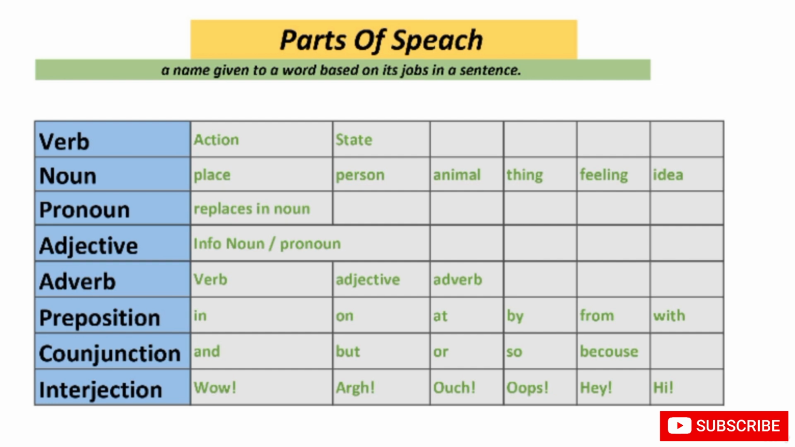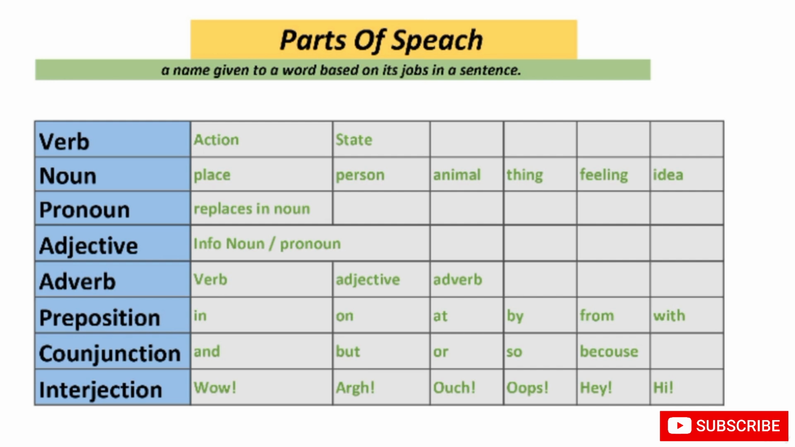Like if I'm trying to open a jar of cookies or a jar of pickles. I can't open it. I might say, ugh, I just can't do it. That shows I'm angry or I'm frustrated. Some other common interjections are ouch, oops, hey, and hi.